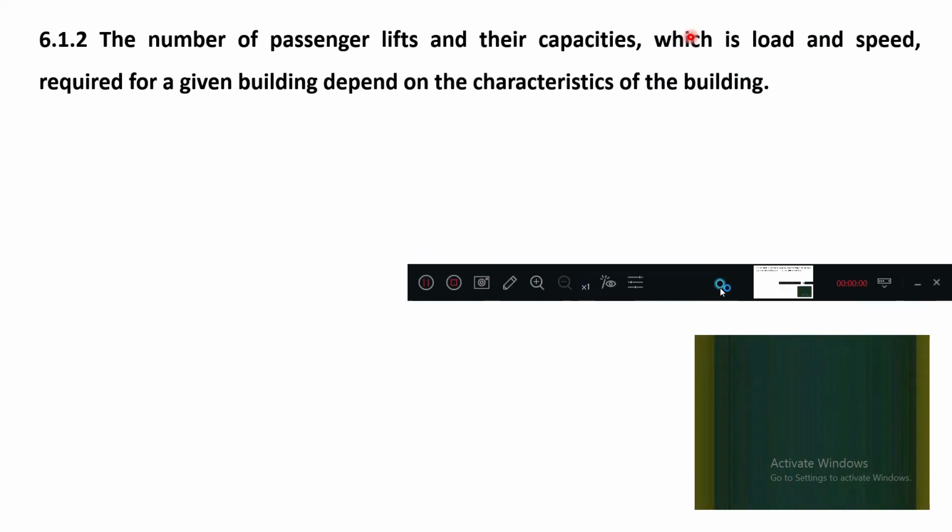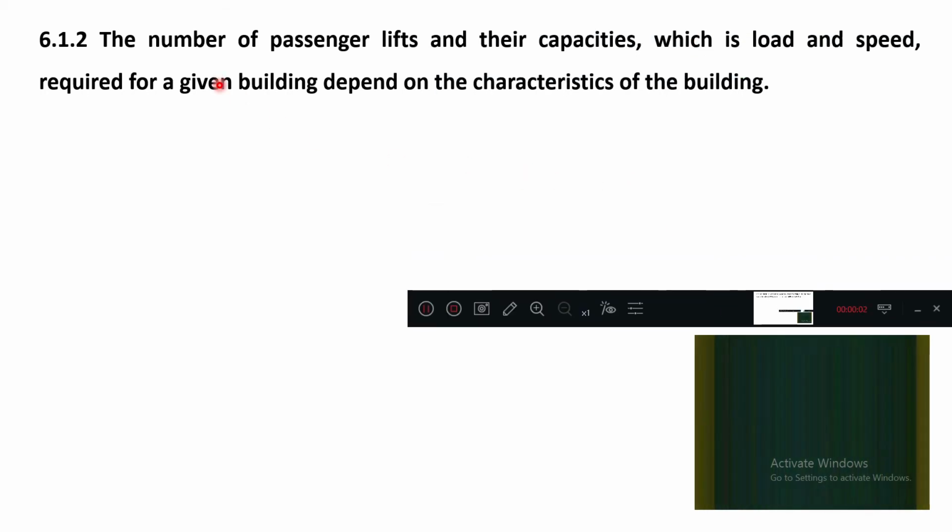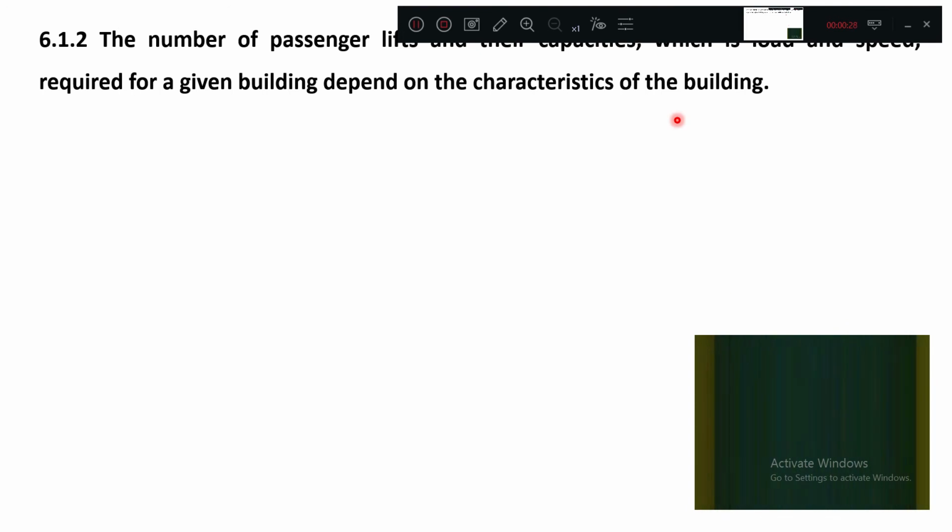Okay. See here in this next design factor, the number of passenger lifts and their capacities, which is load and speed, required for a given building depend upon the characteristics of the building. What do you mean by this characteristic of a building? Residential, commercial, hospital, like that. And second is how many floors are there, how much space is there. That is the characteristics of the building.